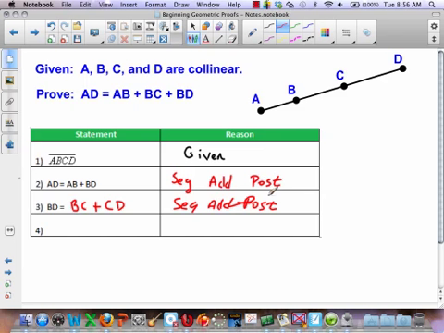So what is line 4? The last line of your proof should always be which statement? Your proof statement. So line 4, AD is equal to AB plus BC plus CD. And why is that? What did I do?